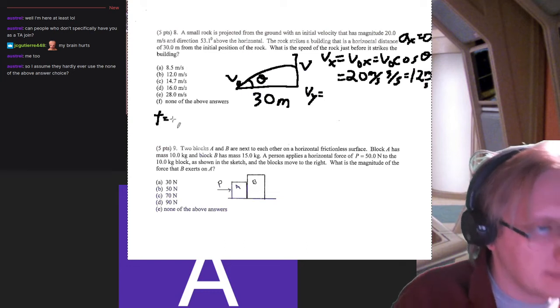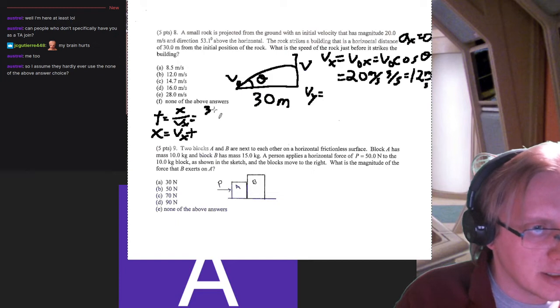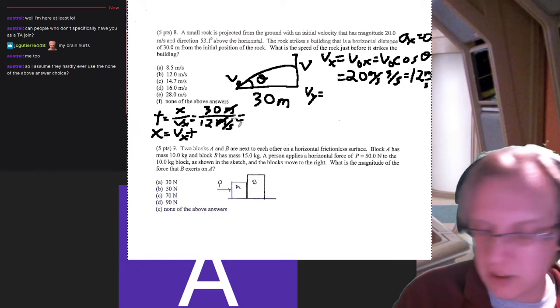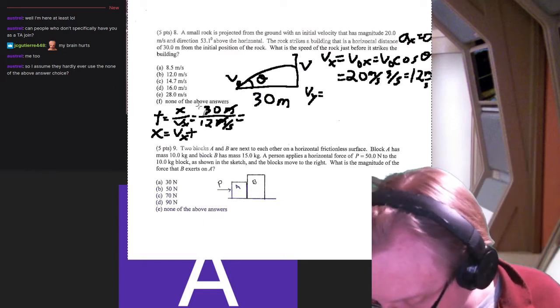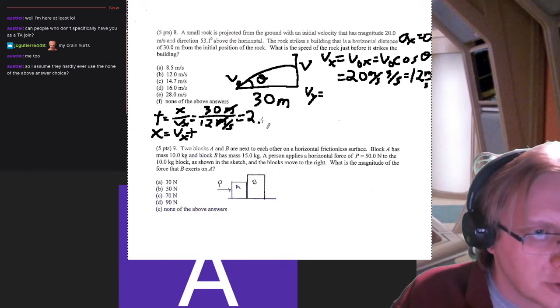All right, so time. Our position is equal to Vxt. Therefore, time is equal to x divided by Vx. Distance traveled is 30 meters, divided by Vx, which is 12 meters per second. Meters cancel each other, inverse seconds comes on top, that's a second. 30 divided by 12. I could do the factors on that, I don't feel like it. So we're just going to end up with 2.5 seconds.